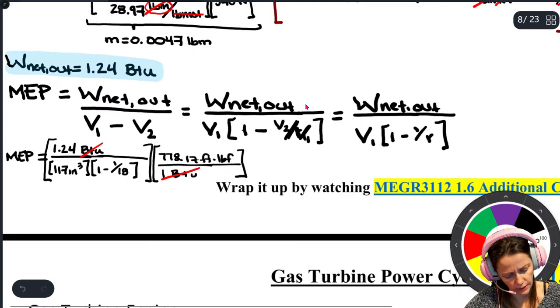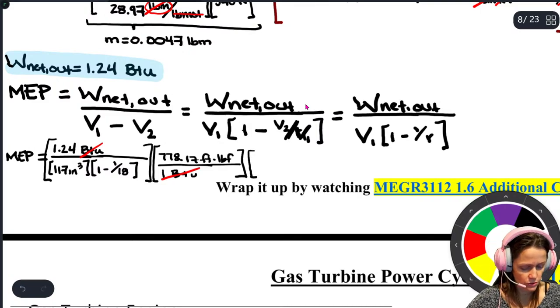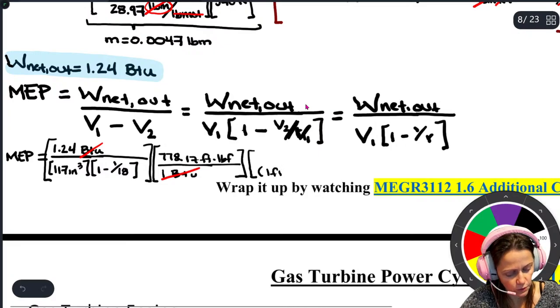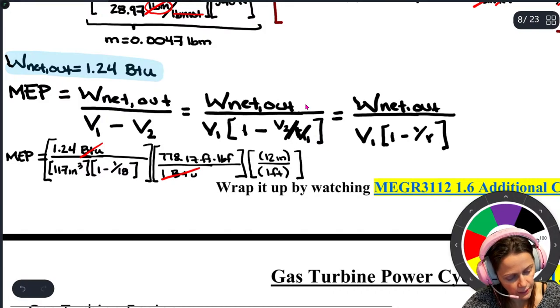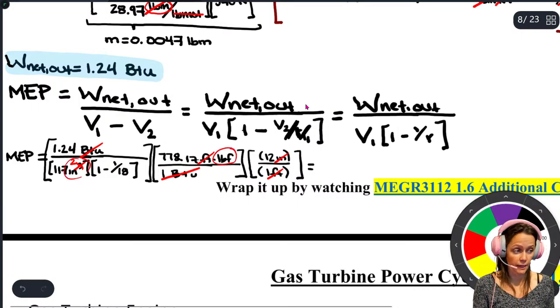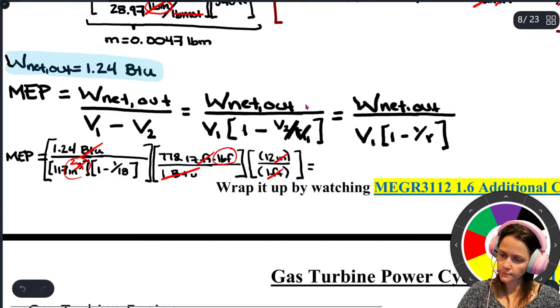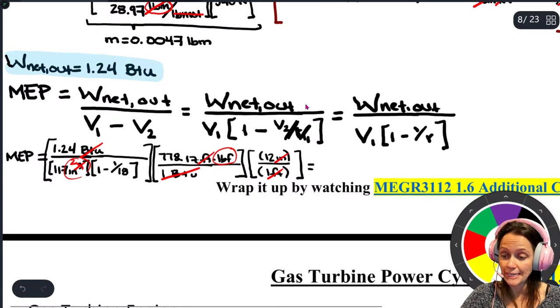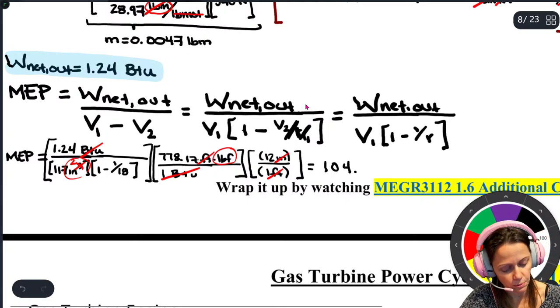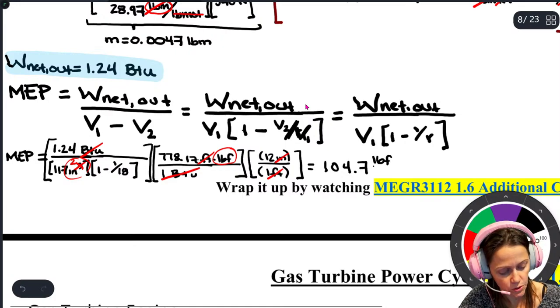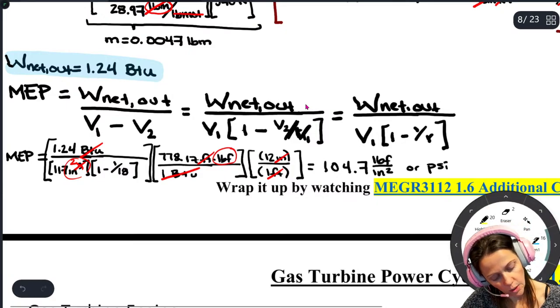And I think the only other thing that I need is for the inches to work out. So 1 foot is equal to 12 inches, and I think that will just about do it. So inches becomes squared. And so I should be left with pound force per inches squared, or PSI. So I end up getting 104.7 pound force per inch squared, or PSI. Perfect.